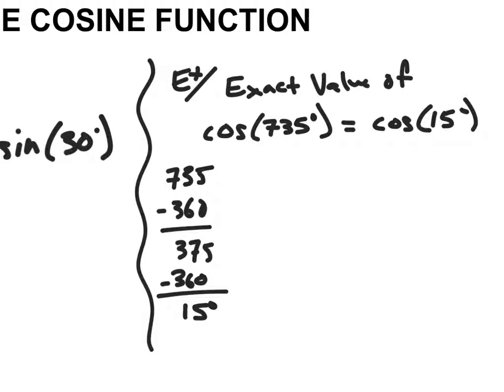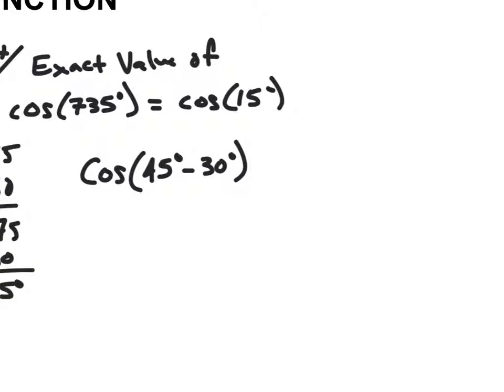This is still going to be in quadrant 1, because all I'm doing is subtracting off 360 from each of those. So now I want to evaluate this. Using our angles of 30, 45, 60, I could do cosine of 45 degrees minus 30 degrees. So we're kind of doing the opposite: cosine, cosine, sine, sine, opposite sign.